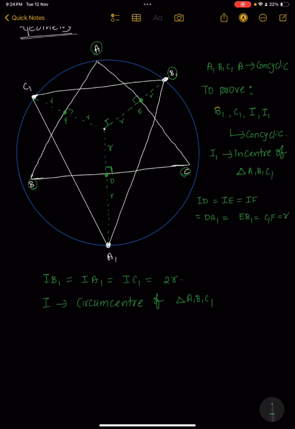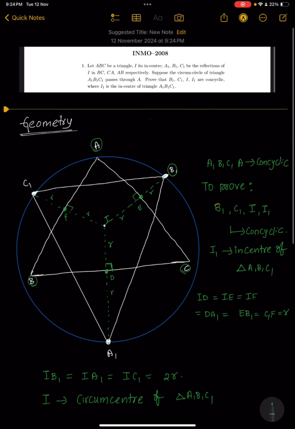Fine. Now let's go to the next part of the question. Suppose the circumcircle of triangle A1B1C1, this blue circle, passes through A. So we made the diagram such that this circle passes through A. Fine. Prove that B1, C1, I1 and I are concyclic. So we have to prove these 4 points are concyclic, right?